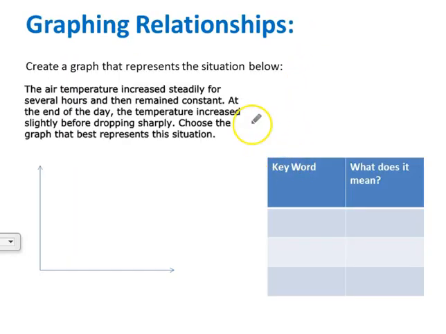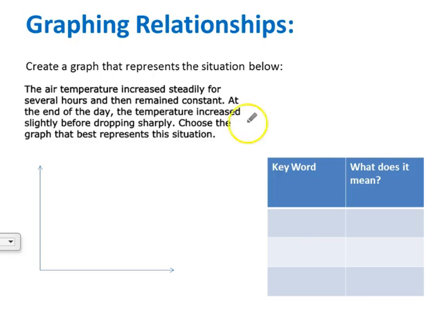to graphing relationships, continuing off of that idea that we just looked at in the warm-up. So when we have situations, we can create a graph to represent our situations. An example of a situation where we might create a graph is looking at you right now on this slide. That situation says, the air temperature increased steadily for several hours, then remained constant. At the end of the day, the temperature increased slightly before dropping sharply.